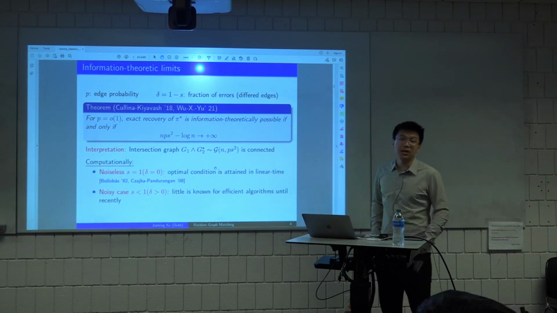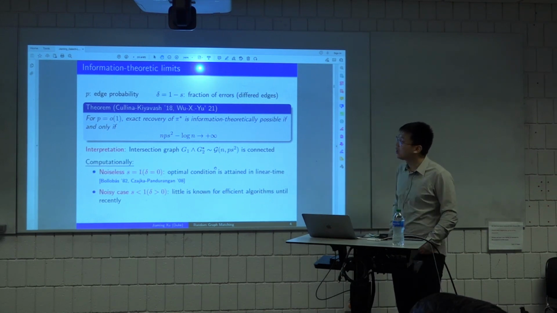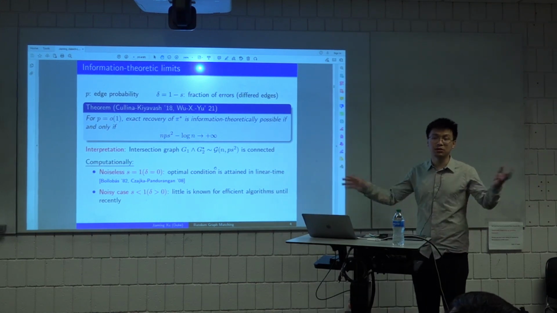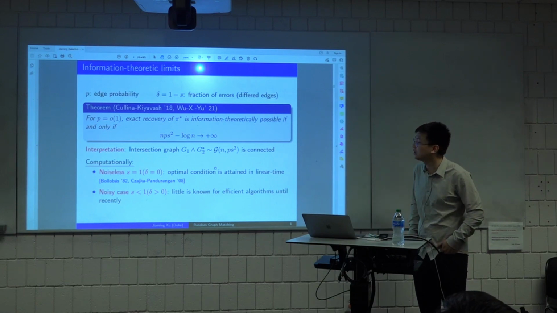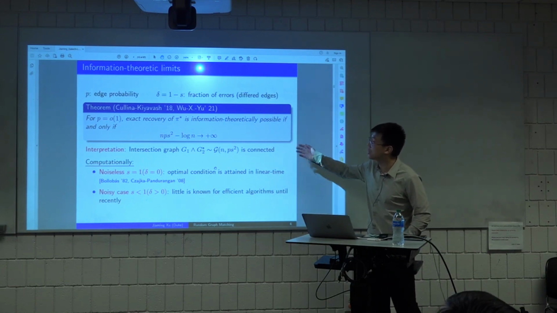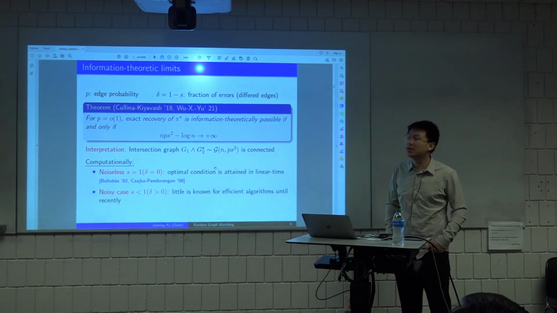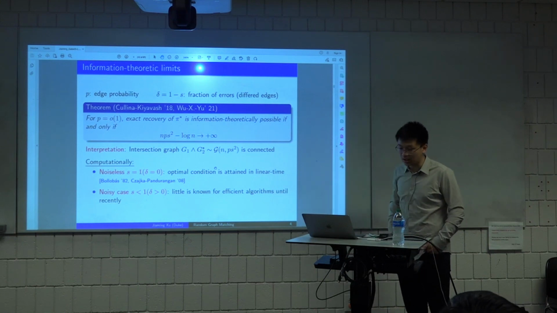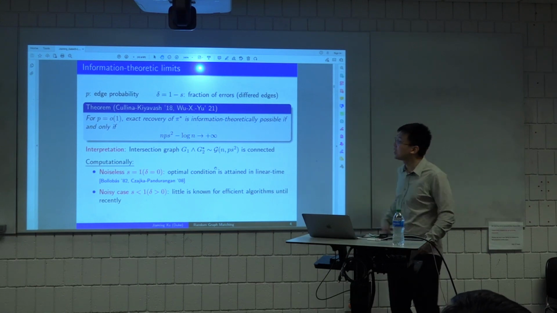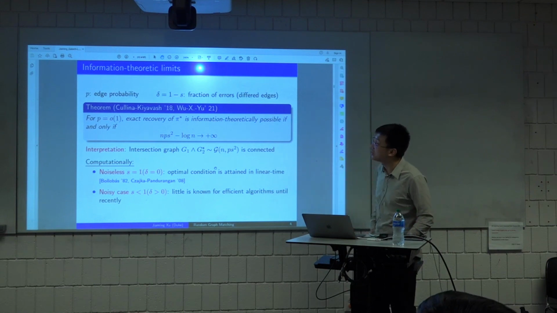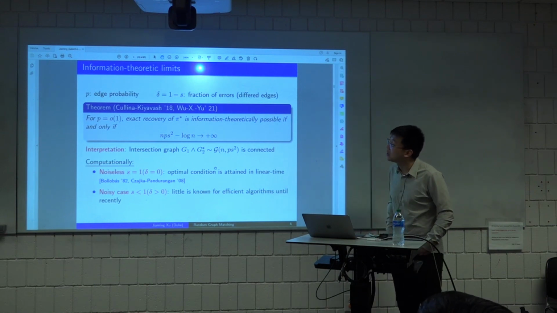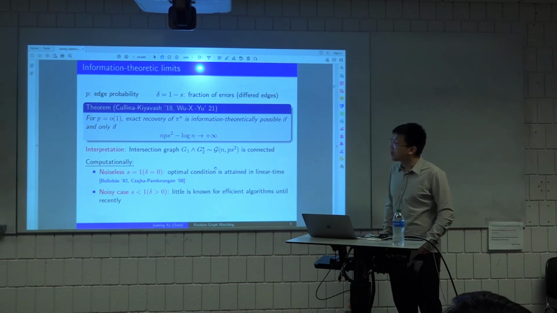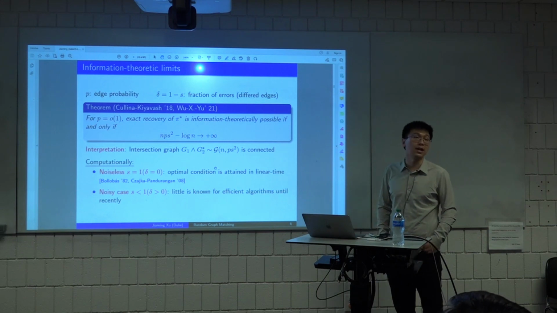Now let's think about it computationally. That's the main focus of this lecture. It turns out that when s equals 1, as I said, or delta equals 0, so the two graphs are exactly isomorphic to each other, this optimal condition just reduces to n p minus log n going to infinity. You can actually achieve this optimal condition in linear time using some efficient algorithms. Meaning that as long as n p, this average degree, is bigger than log n, there's an efficient algorithm to recover this underlying permutation pi star exactly.